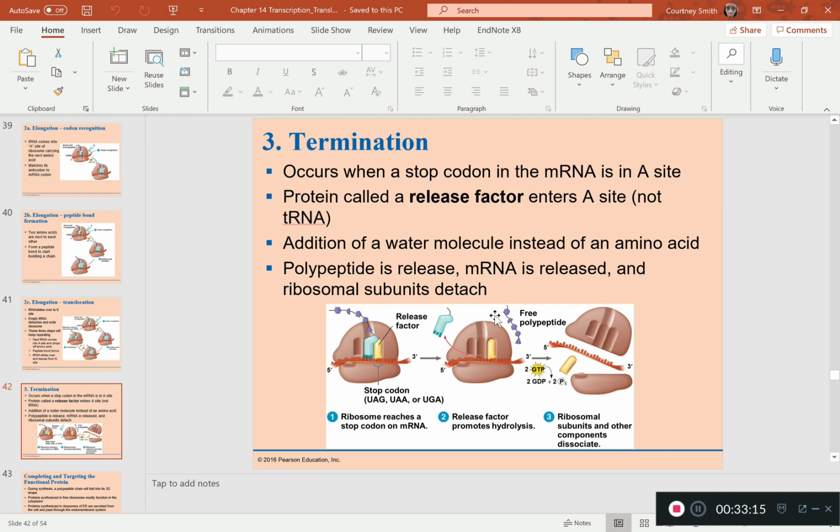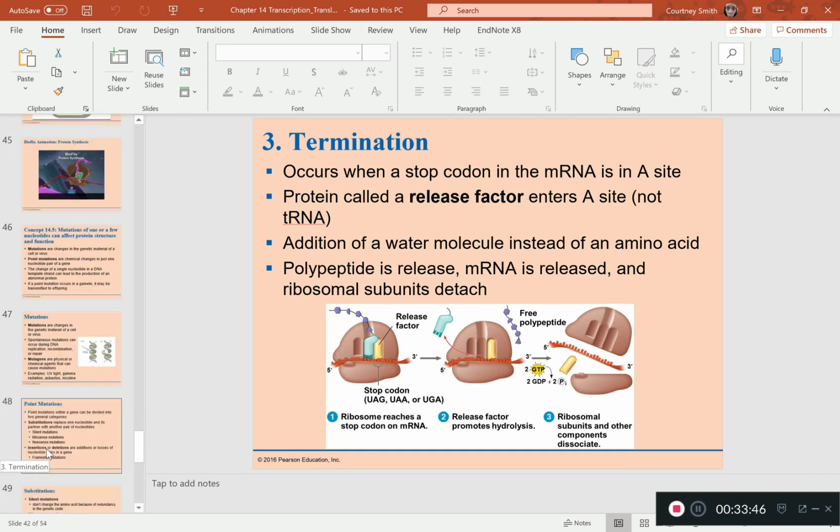So it will make the ribosome fall off of that mRNA, and then we're going to have a protein chain floating around. So termination, very simple. That protein chain is going to be released, as well as the mRNA, and then the ribosome subunits will detach from the mRNA. Okay, that is all for translation.